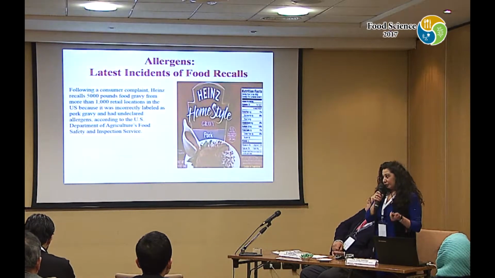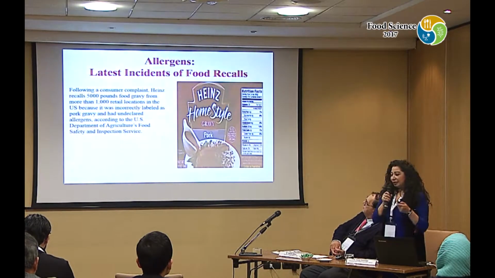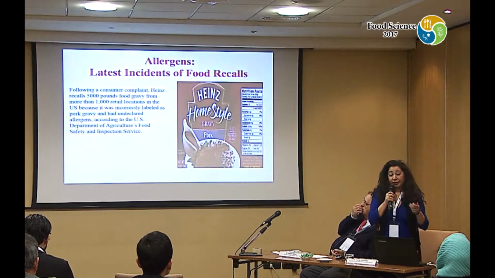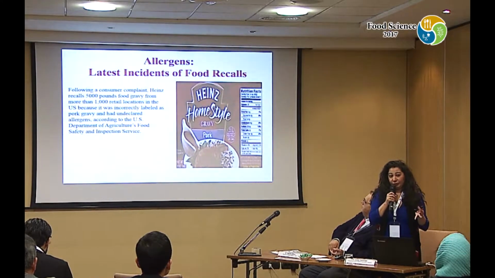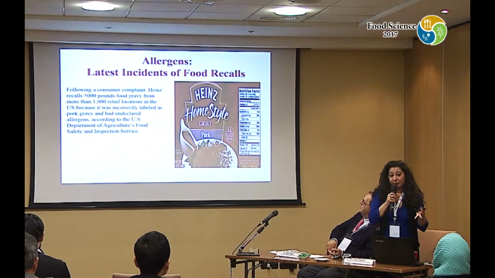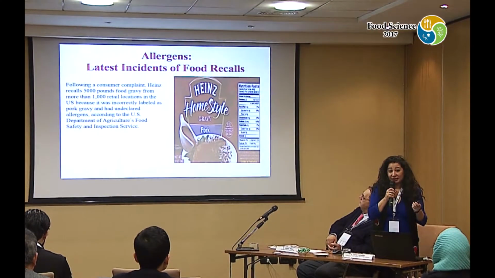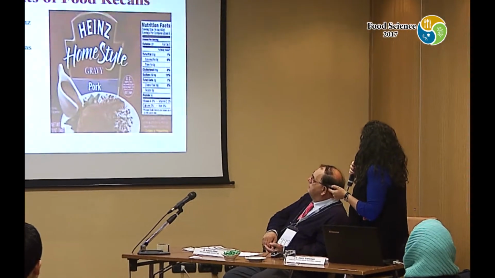Next, of course, another major recall last year. We're not against any company here. We're just saying that one of the companies that we're reading about had mislabeled something very important. They said that it is a pork gravy when the pork gravy was not even there. It was just a dairy product item, and a lot of people had a lot of problems. Of course, allergens were there. So they recalled 5,000 pounds of items from 1,000 retail locations in the States, just because it was labeled as pork gravy, and it was not even pork gravy.